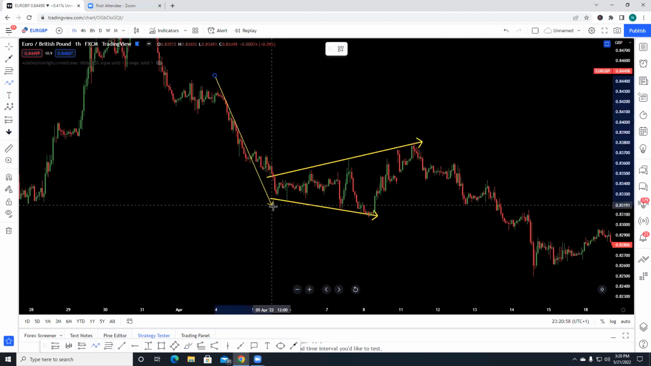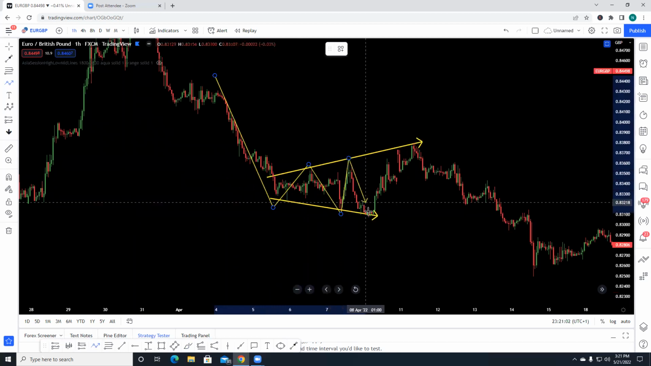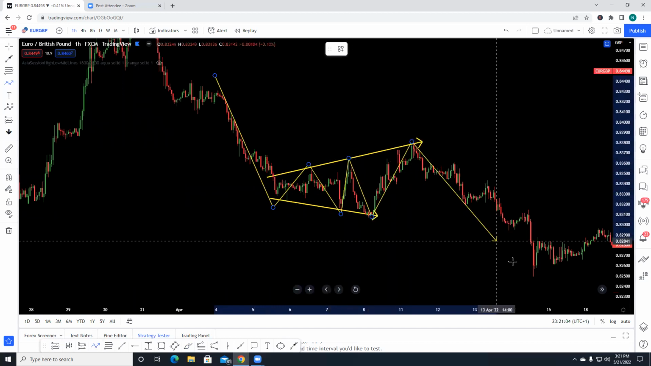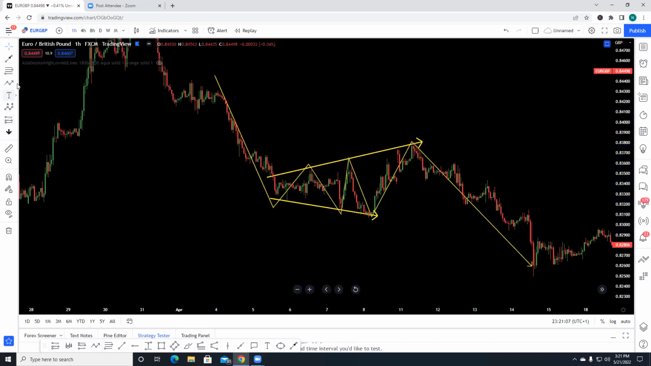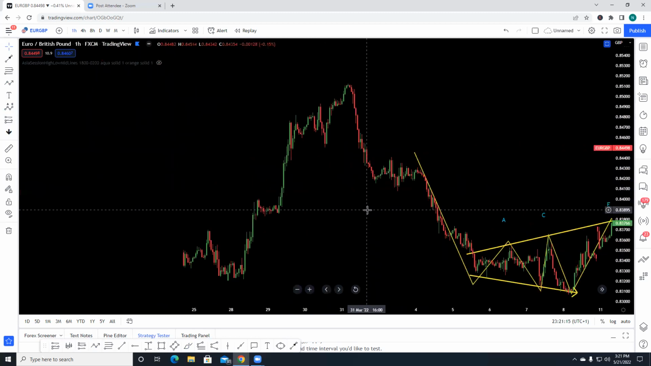You have to move to the downside. You have 1, 2, 3, 4, 5. You have to move down. All right, it's a triangle, guys. We have to label it A, B, C, D, and E. This is an expanding triangle, guys.